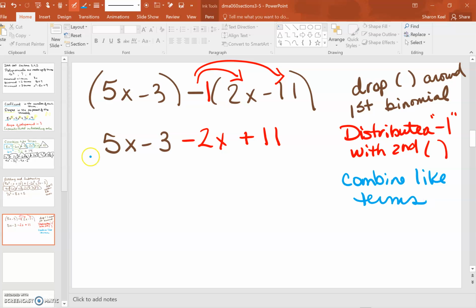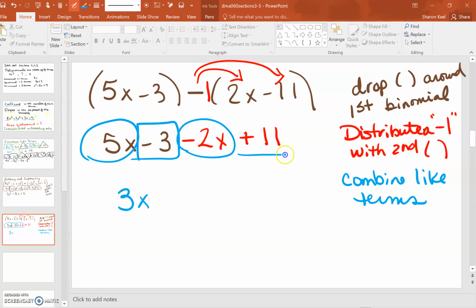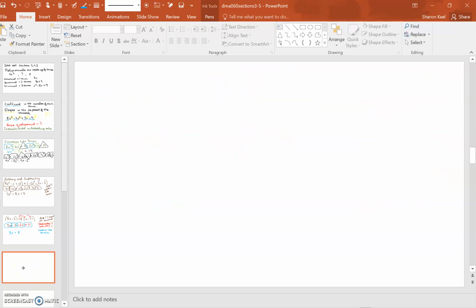So what I have here is 5x minus 2x leaves me with 3x, and then -3 plus 11 is going to give me a positive 8, and then you're done. So with addition and subtraction, you're just dropping the parenthesis. With the subtraction, you do have to change the sign here, and then you're just combining like terms, okay? And now we can move on into multiplication.